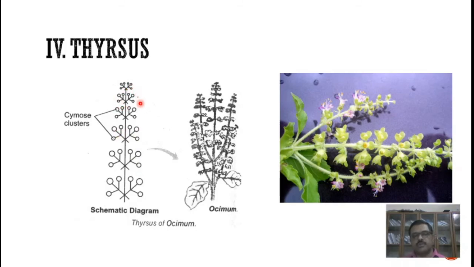So it is a mixed inflorescence consisting of a peduncle with racemose nature possessing simple cymes in acropetal succession. And this we can see in THYRSUS or ocimum, tulasi.